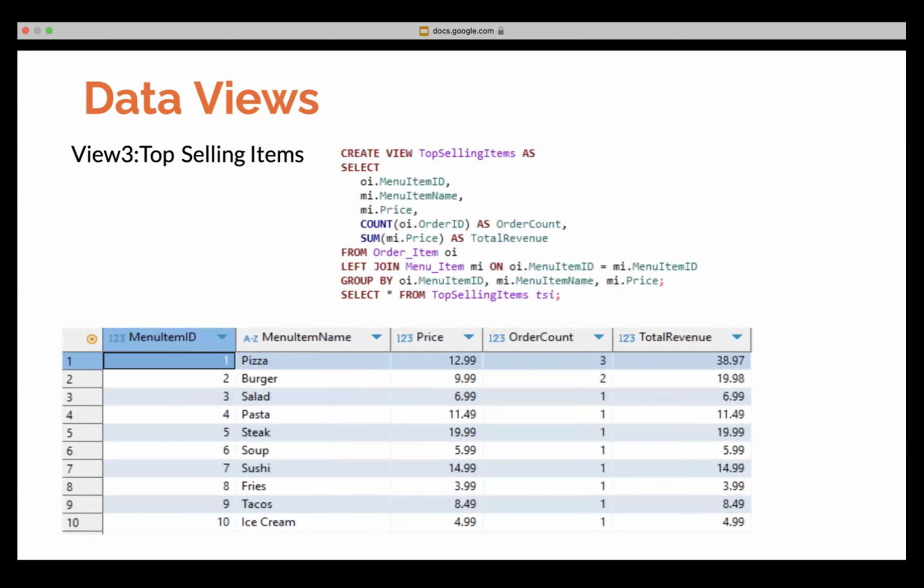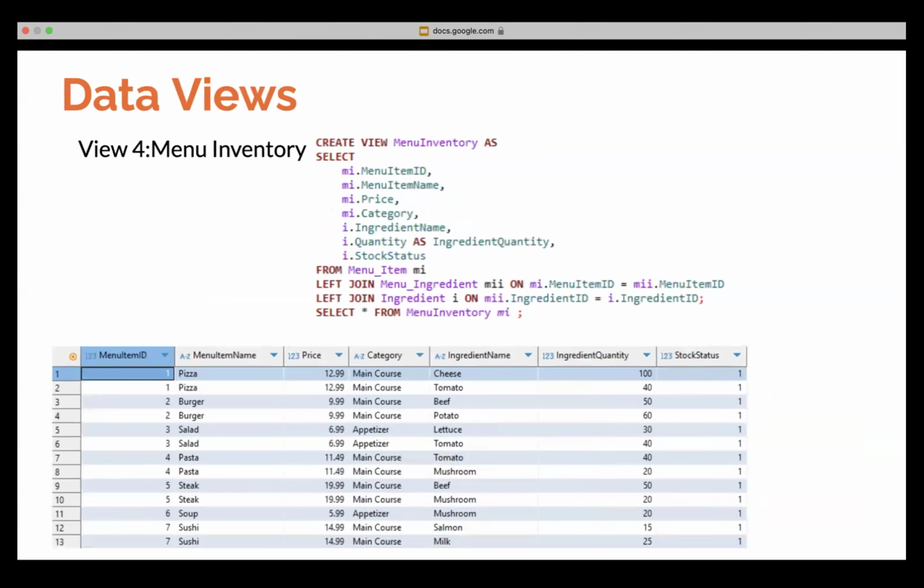The third view is the top selling items. This identifies the most popular menu items by calculating the total sales and the revenue for each dish. This information supports decisions about menu optimization and item recommendations. The next one is the menu inventory view. This helps manage stock efficiently. It links menu items with their ingredients and displays details like quantities and stock status. This ensures that the kitchen can track the inventory.